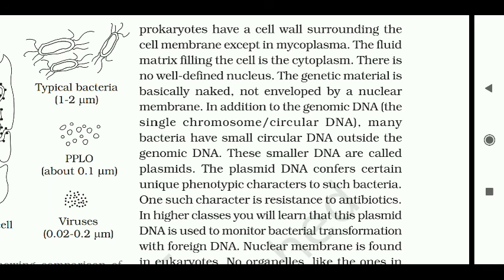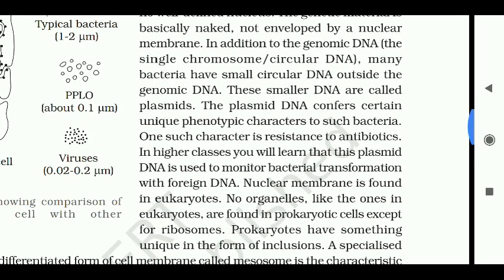In addition to the genomic DNA, the single chromosome circular DNA, many bacteria have a small circular DNA outside the genomic DNA. These smaller DNA are called plasmids. The plasmid DNA confers certain unique phenotypic characters to such bacteria. One such character is resistance to antibiotics. In higher classes, you will learn that this plasmid DNA is used to monitor bacterial transformation with foreign DNA. Nuclear membrane is found in eukaryotes.